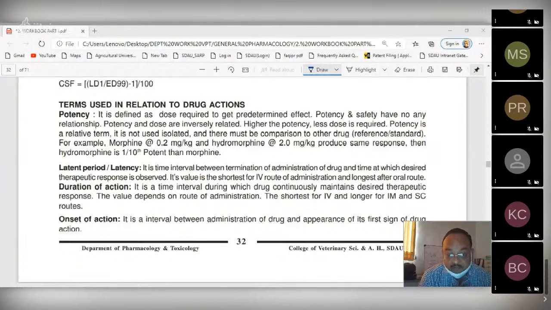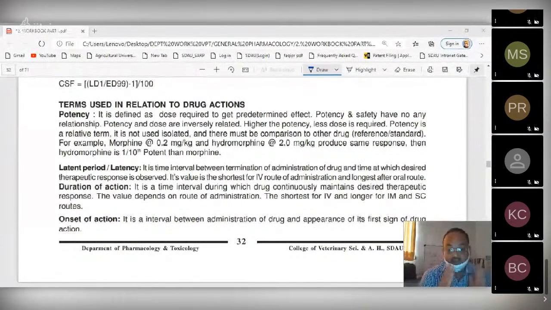And potency is always measured in comparison to another drug. That drug is known as the standard drug or reference drug. Say for example, morphine at the dose of 0.2 milligram per kilogram and hydromorphone at 2.0 milligram per kilogram produce the same response. Then you can say the hydromorphone. What the reference and the standard are, we will try to understand.